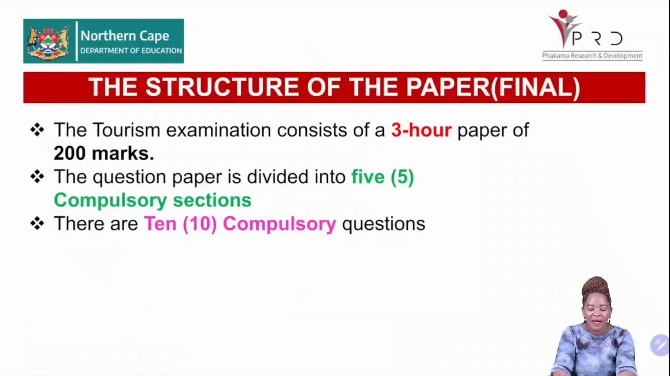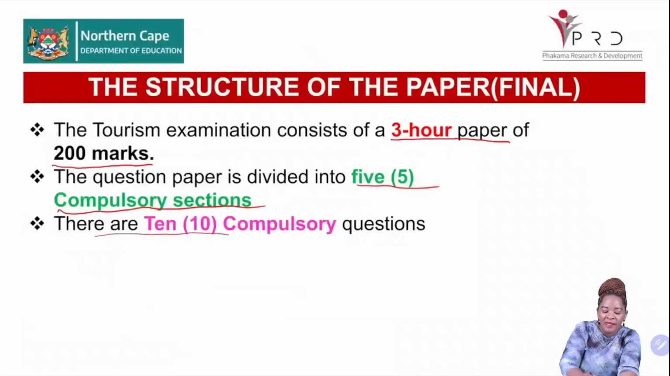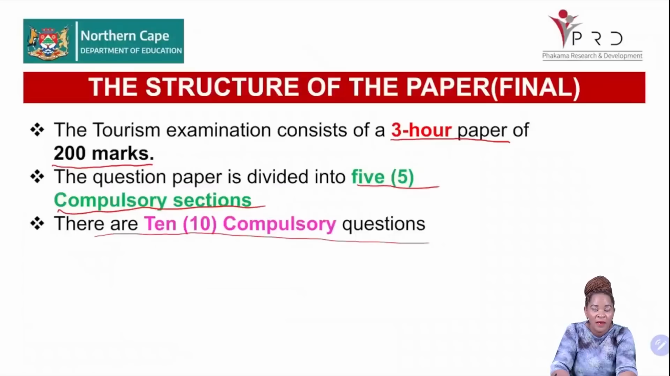Your tourism examination consists of a 3-hour paper of 200 marks. The question paper is divided into 5 compulsory sections. So in tourism, you don't get to choose the questions, you answer everything. And then there are 10 compulsory questions. Question 1 up to question 10, and you answer everything. That is why timing yourself becomes very important, because you don't want to go over 3 hours. Otherwise, you're not going to finish that paper.